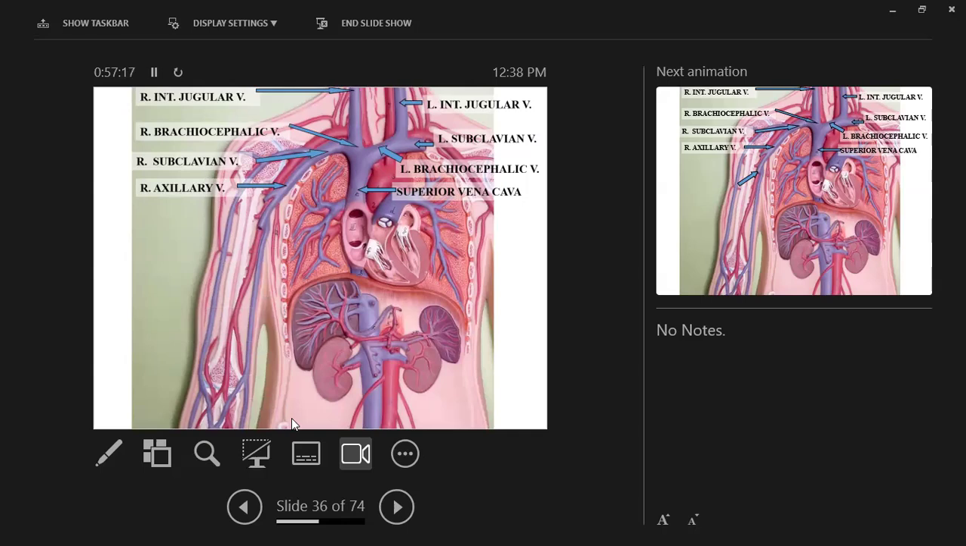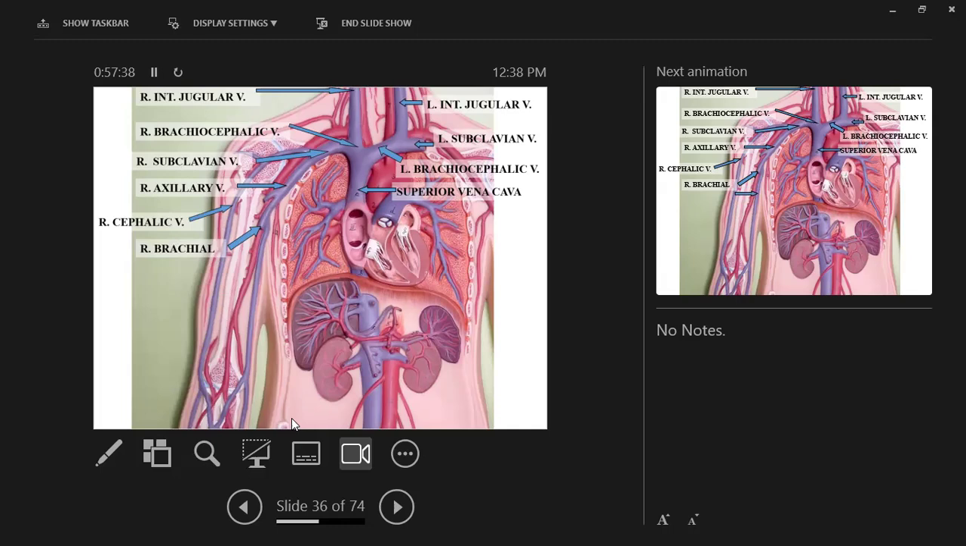And directly below the axillary vein, you're going to have the brachial vein. So the brachial artery and the brachial vein are matched. The axillary artery and the axillary vein are matched. The subclavian artery and subclavian vein are matched. Same on both sides.